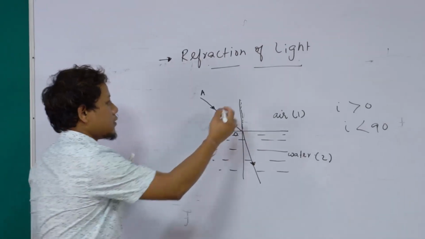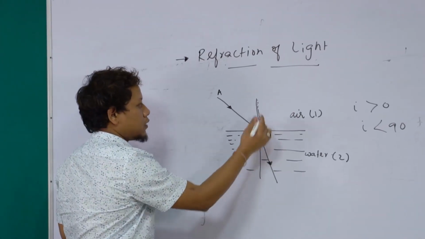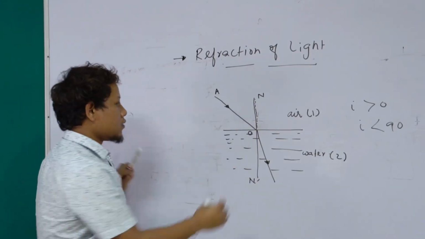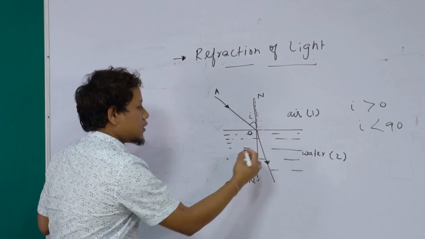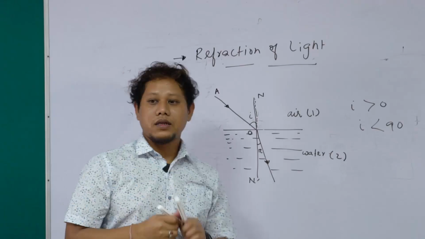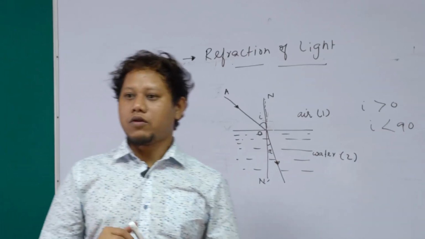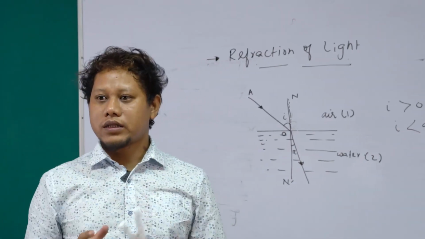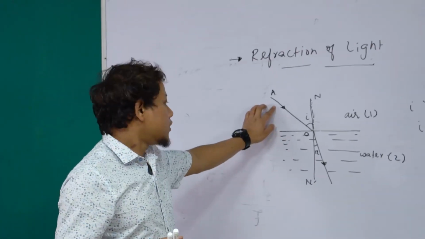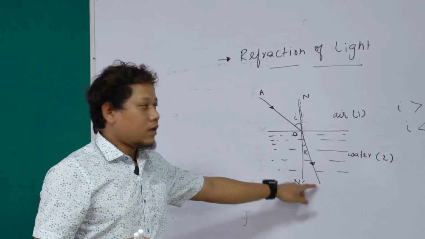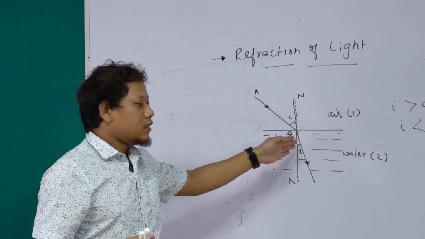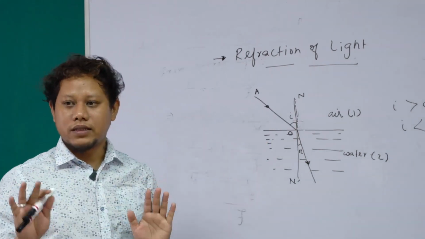Here O is the point of incidence, N is the normal, so this is N and N dash. This is the angle of incidence and this is the angle of refraction. Is it clear? There are two laws of refraction as you already got in your lower class. The first law of refraction is, as you can see, the incident ray, refracted ray, and normal at the point of incidence on the interface always lie on the same plane.